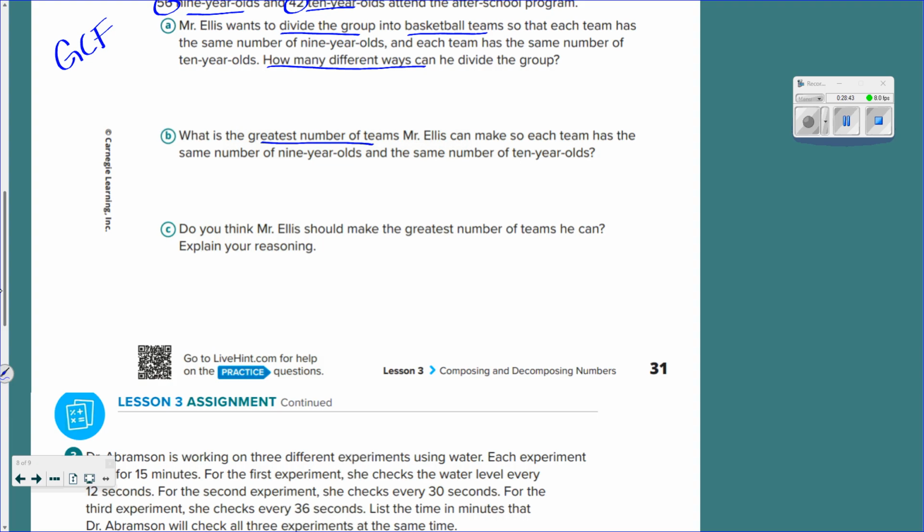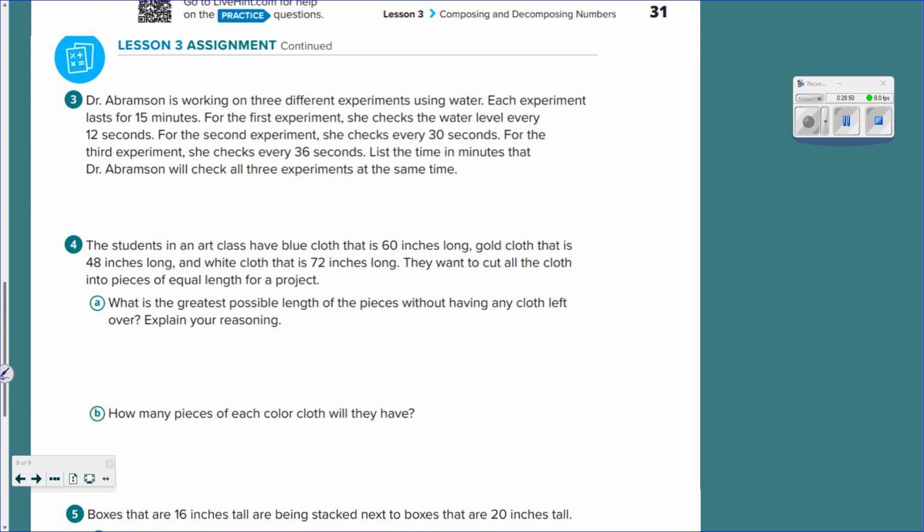Number 3, here is another one. They're checking it every 15 minutes. But they've got 12 seconds, 30 seconds, and 36 seconds. So list the time in minutes that he will check all 3 experiments. So you're finding LCM. Problem is they've given you in seconds, and I need my answers in minutes.